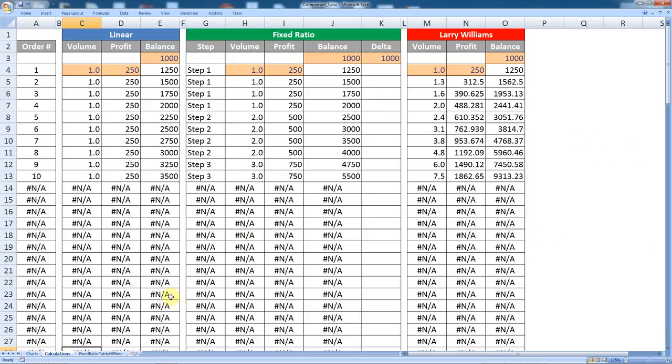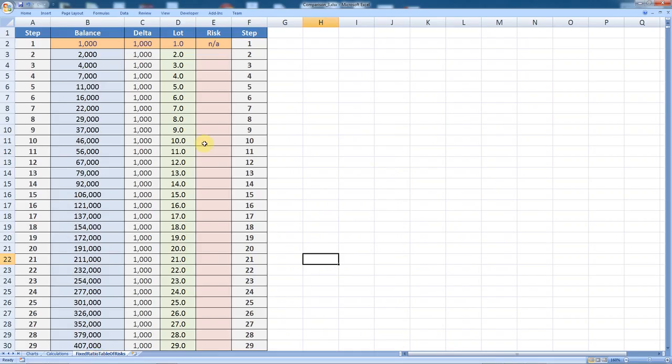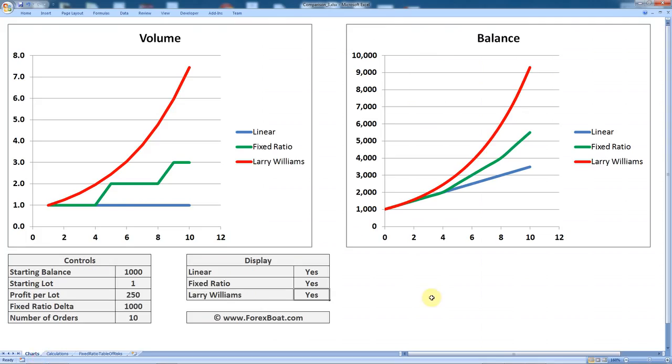This one is just basically the calculations behind the charts. You don't have to look at this. This is all done automatically on the fly, and it just powers those charts. So you don't even need to bother with these tabs, but I'm just showing you that they are there in case you want to have a look. And then here we've got the fixed ratio table of risks, something that we discussed in the previous section. So that's basically this Excel tool.